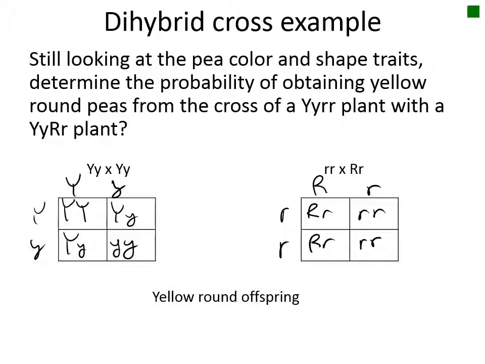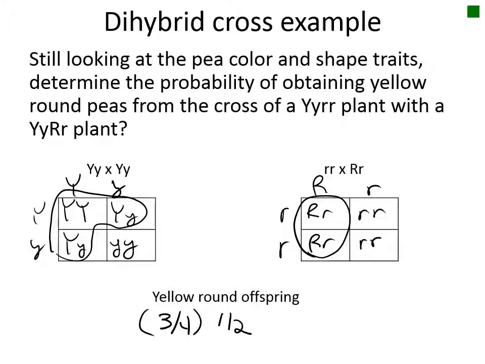Looking at our first Punnett square, there's a 3/4 chance that we will attain a plant with yellow peas. Based on the second Punnett square, there is a 1/2 chance we will attain a plant with round peas. Since the peas will be yellow and round, we will multiply those probabilities together to obtain a 3/8 chance of having an offspring with yellow and round peas from this particular cross.